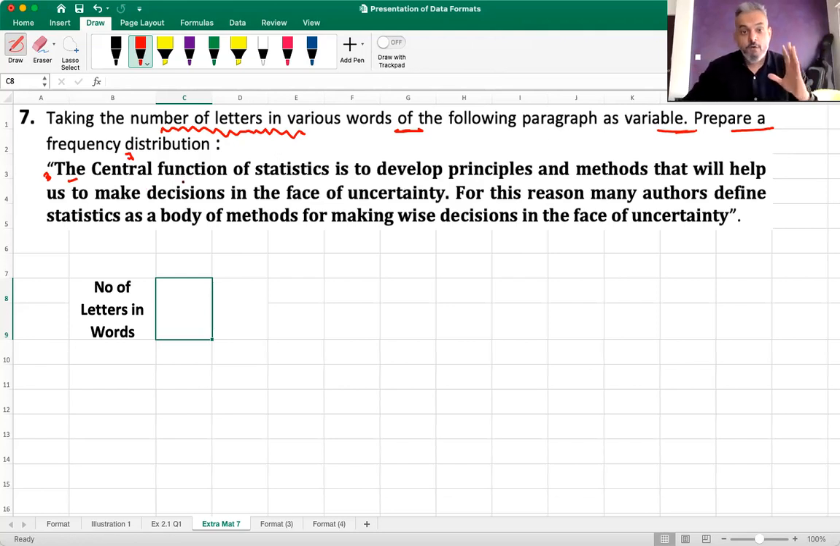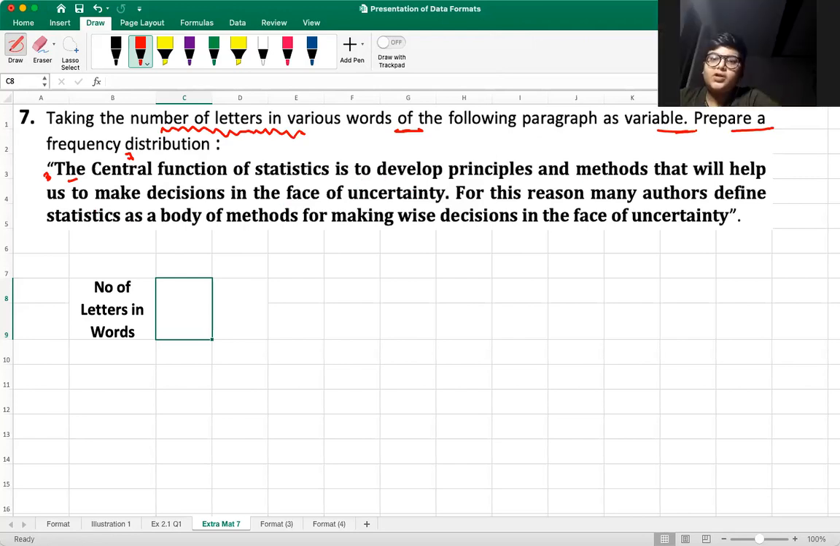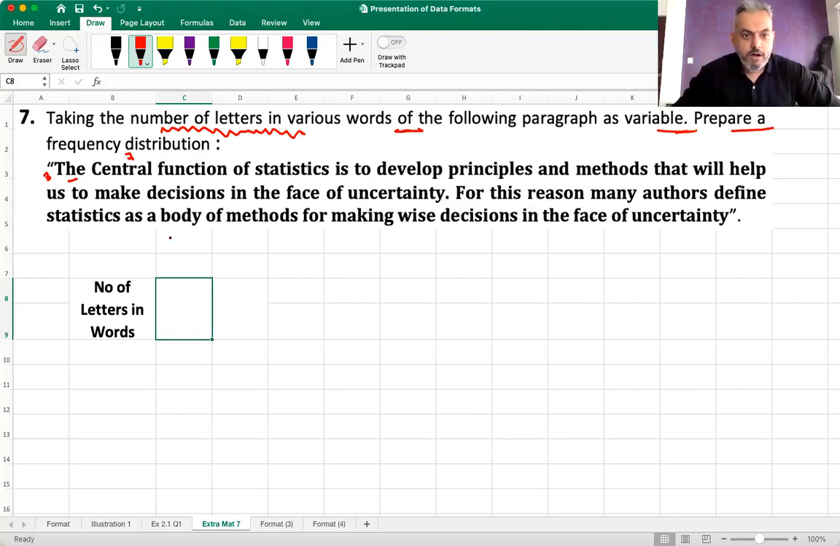Now, first of all, let's find out which is the word which has the minimum number of letters. ऐसा कौन सा word है जहाँ पे कम से कम letters हैं? Of, is, to, yes, can you tell me? Sir, A. As a body. So this A, a single letter. So ये सबसे कम.